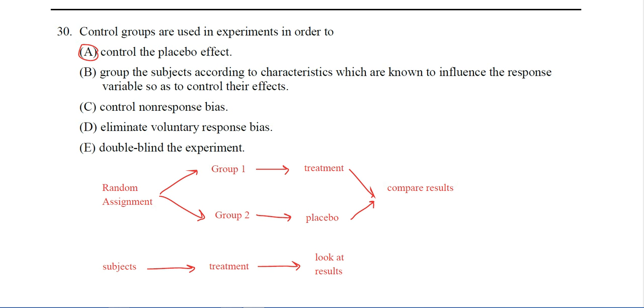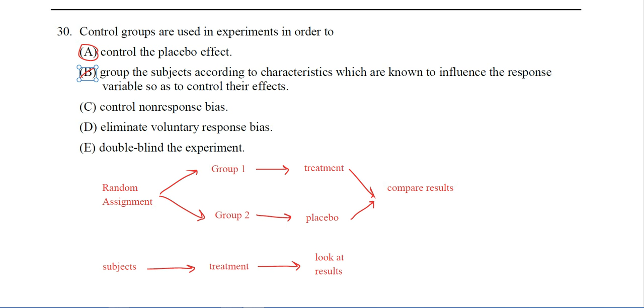So B says, group the subjects according to characteristics which are known to influence the response variable so as to control their effects. So this is describing blocking, right? So when we do a block design, instead of just randomly assigning subjects to groups, we separate them first by some lurking variable or blocking variable, like maybe gender, for instance. We separate the men and women and then carry out the random assignment.